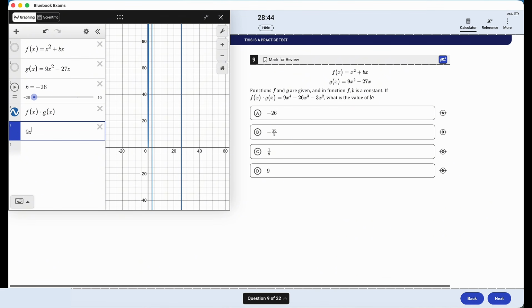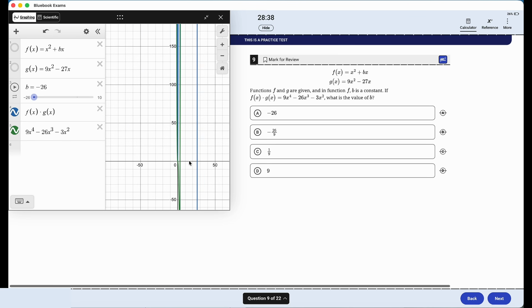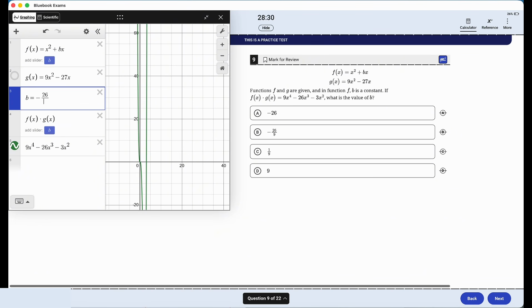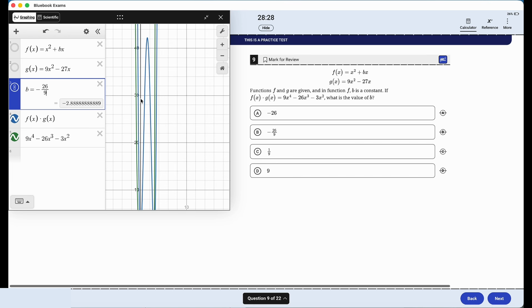So I can then put in 9x to the fourth minus 26x cubed minus 3x squared. And I can see, are these the same? And they're clearly not the same, so they're different graphs. So I know that B is wrong for that reason. So I try the next answer choice for B, negative 26 over 9. Still not the same graphs.